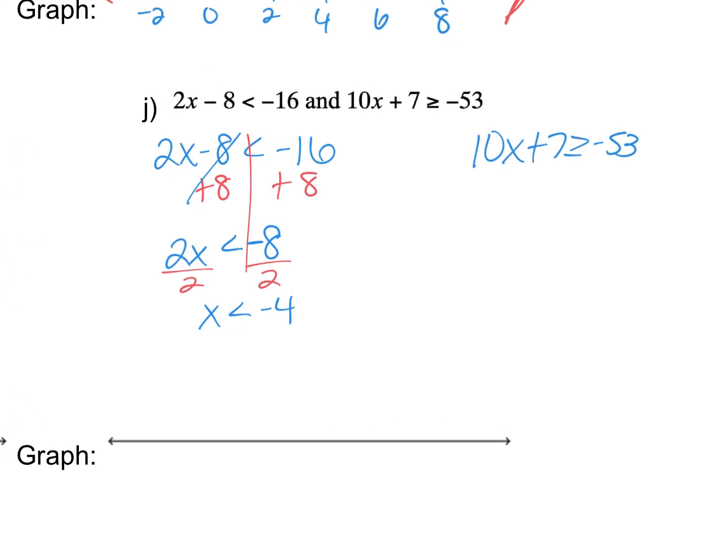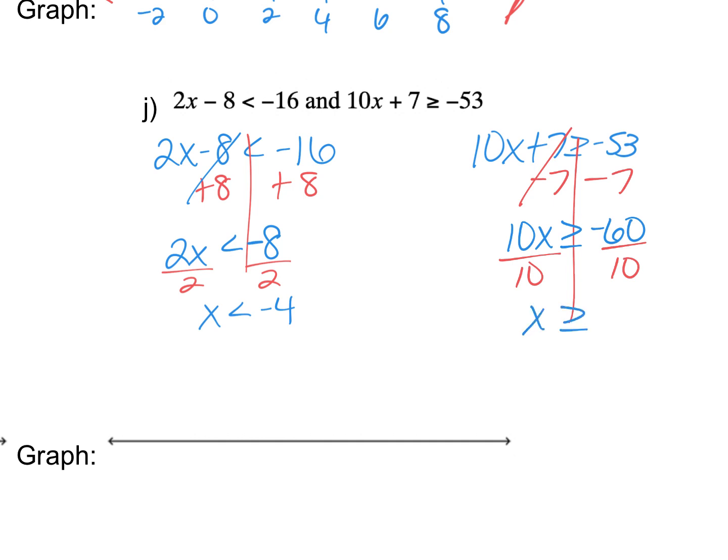And then the next one, we are going to subtract 7. 10x is greater than, that would be what, negative 60, I believe. Divide by 10. x is greater than or equal to negative 6.